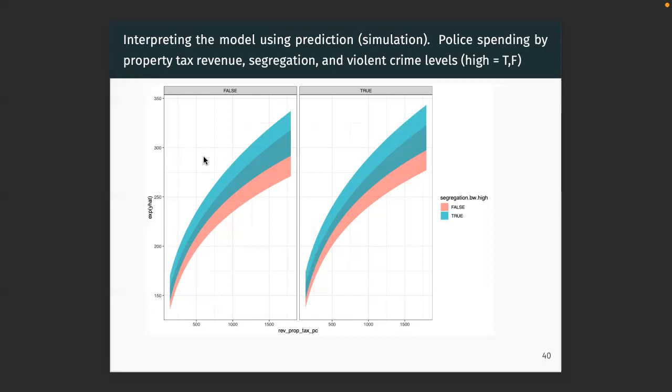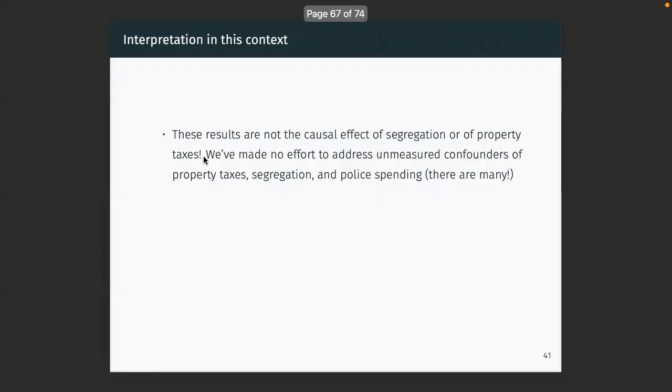That's the range in general. That's where we expect on average them to fall. So as a predictive model, this can be incredibly useful. Okay, but these results are not the causal effect of segregation or poverty or property taxes on police spending, right? They are not the causal effect.